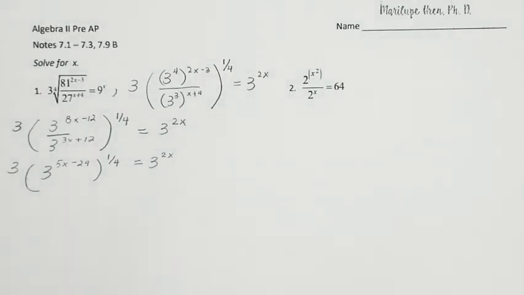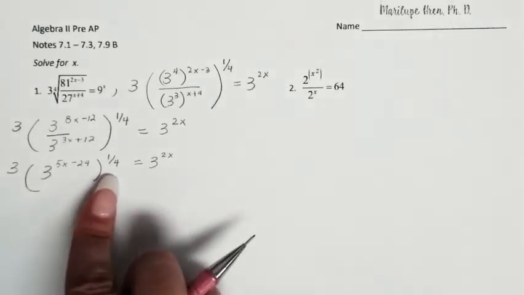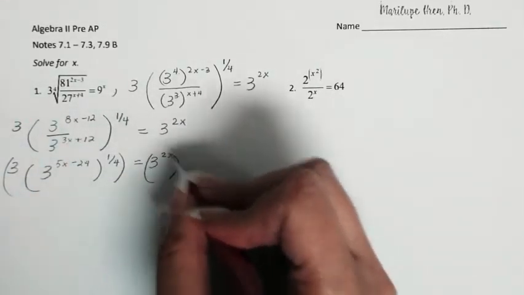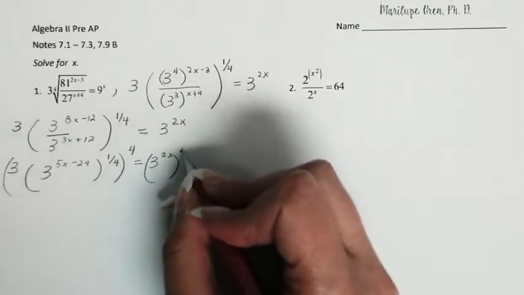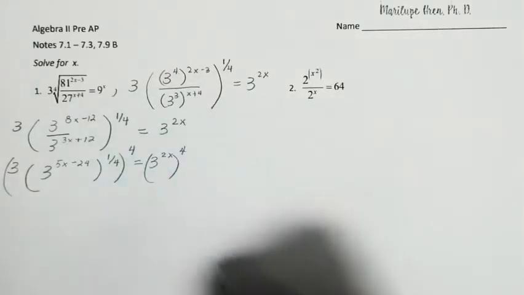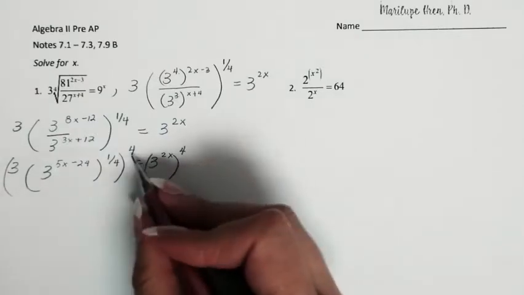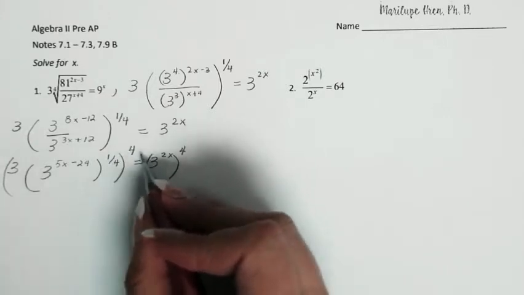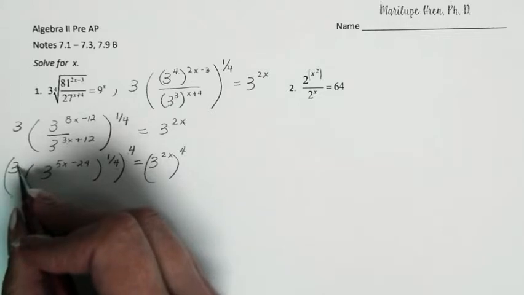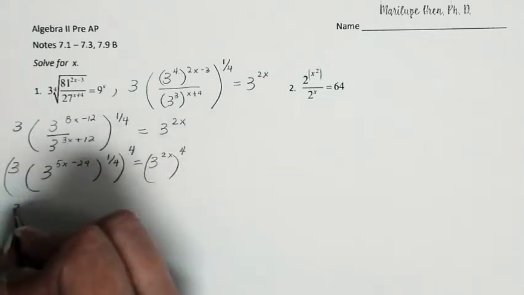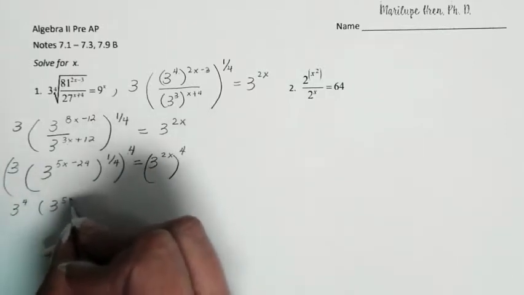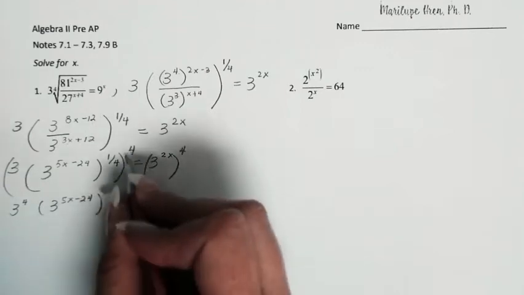Okay, so now what are you going to do? You have options. I don't want to work with fractions, so I'm going to conveniently raise both sides to the power of 4. Why 4? Because my denominator is 4 and I want to get rid of it. When you raise to the power of 4, you need to be very careful. The 4 and 1 over 4 cancel immediately, but this 4 is also distributing to this 3, so be careful with that. So you have 3 to the power of 4, you cancel this, so you have 3 to the power of 5x minus 24 to the power of nothing anymore.